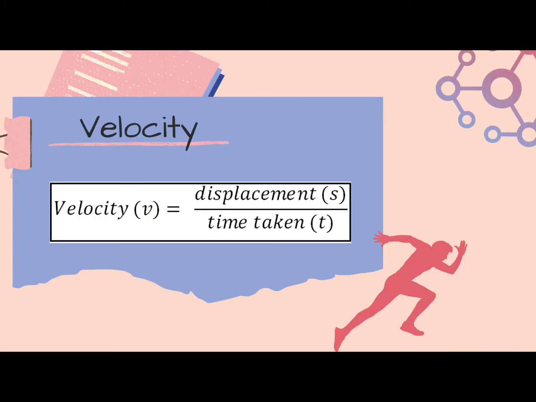Next is velocity. Velocity is the distance traveled in unit time in a stated direction, or displacement, so it is a vector quantity. We can measure velocity using a velocimeter. Some units that can be used are km per hour or meter per second. This is the formula for velocity. Velocity, or V, equals the displacement S over time taken, T.